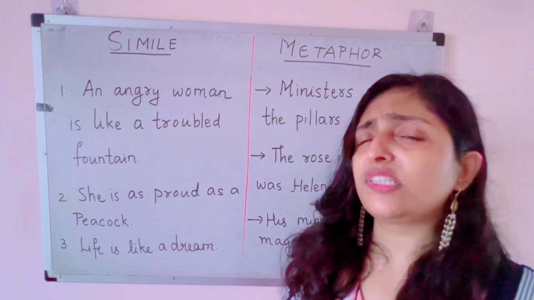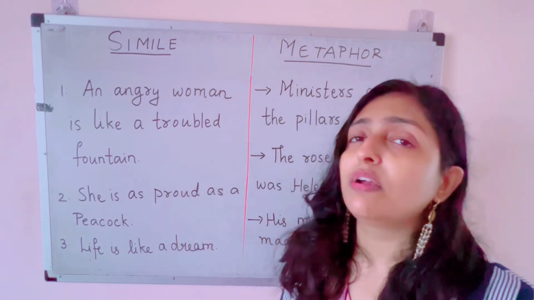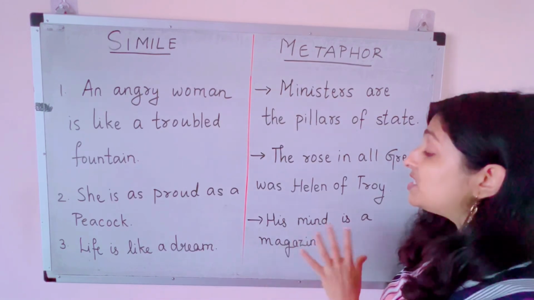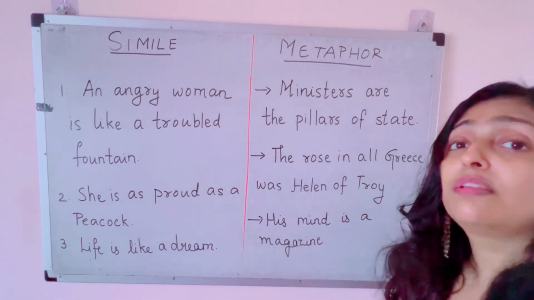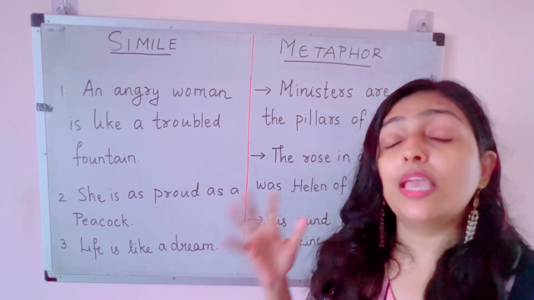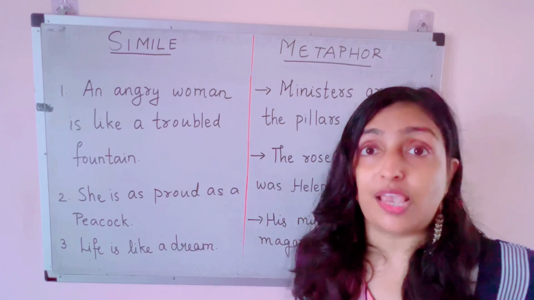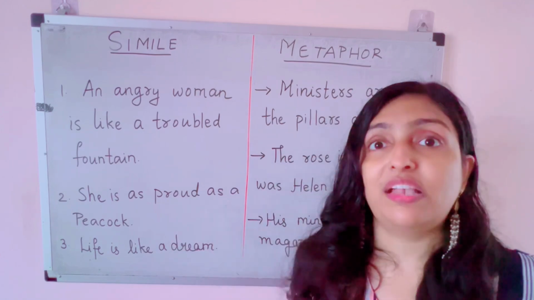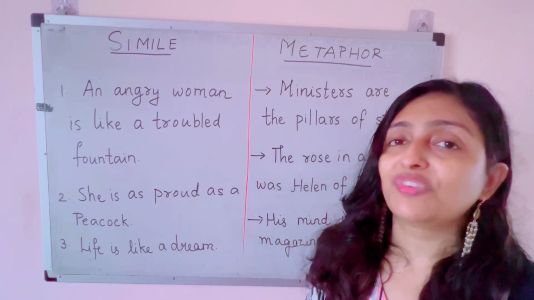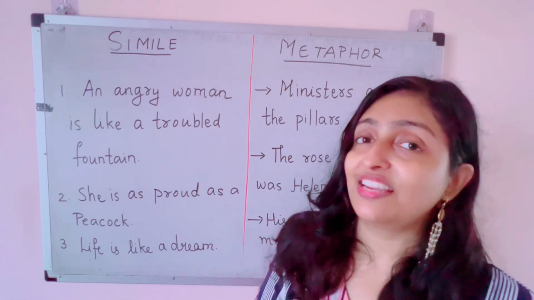Next is life is like a dream, which is simile. Life is a dream becomes metaphor. His mind is a magazine. Why is it compared to a magazine? A magazine has got the abundance of knowledge. He is a walking encyclopedia. He is a magazine. He is a novel. So these are the examples of simile and metaphor. Stay tuned for more.